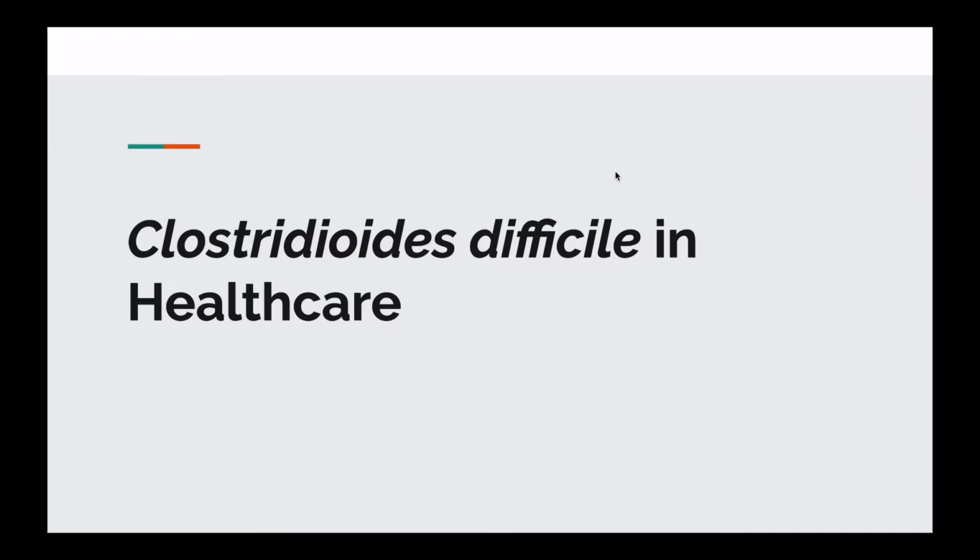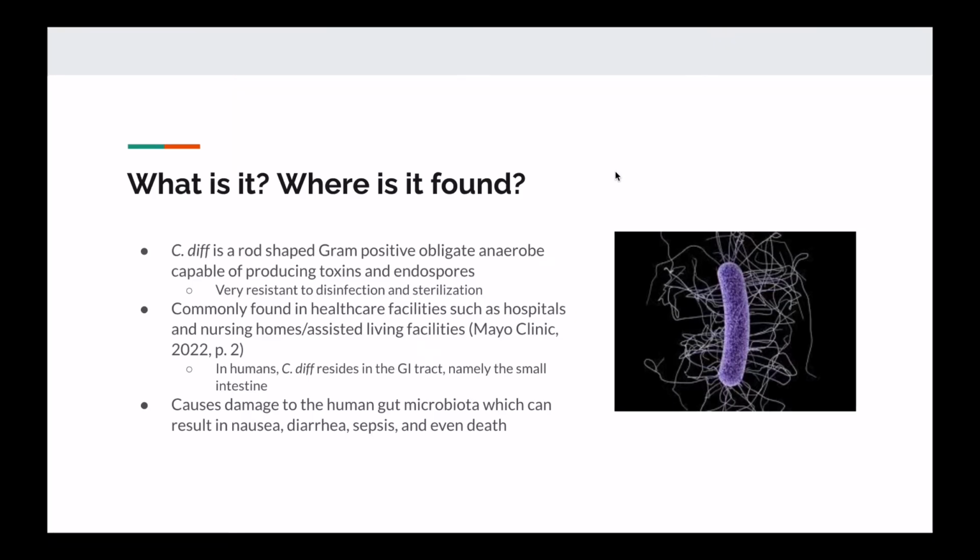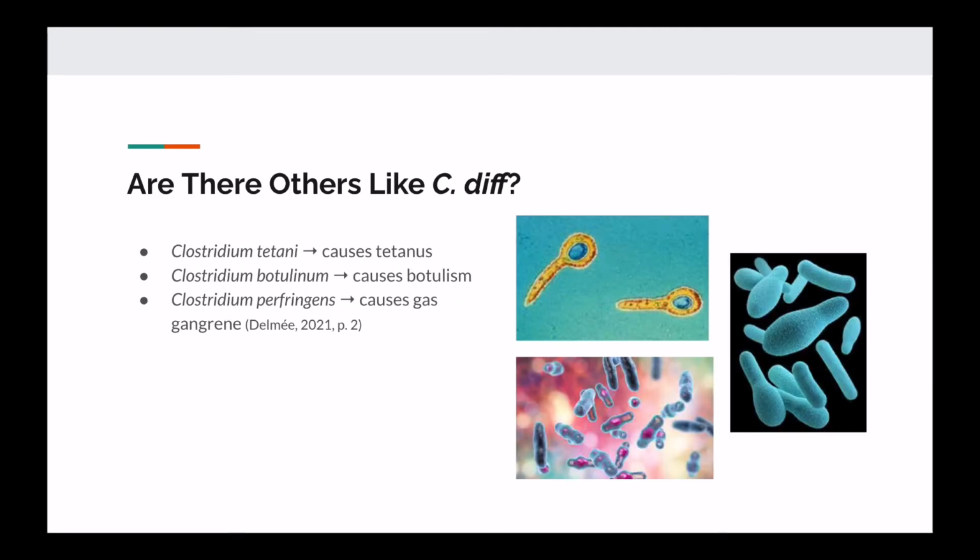For my presentation, I'll be talking about Clostridioides difficile in healthcare. C. diff is a rod-shaped, gram-positive obligate anaerobe capable of producing toxins and endospores, and it's commonly found in healthcare facilities such as hospitals and nursing homes and assisted living facilities. Those with C. diff infection, or CDI, will have an altered gut microbiota, which can result in nausea, diarrhea, sepsis, and even death.